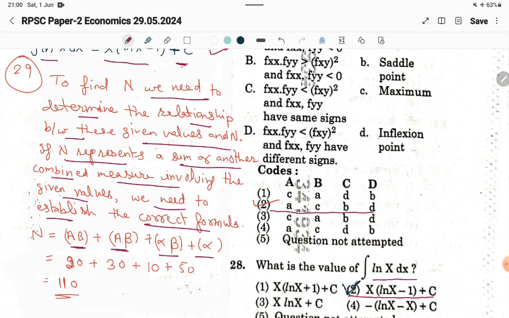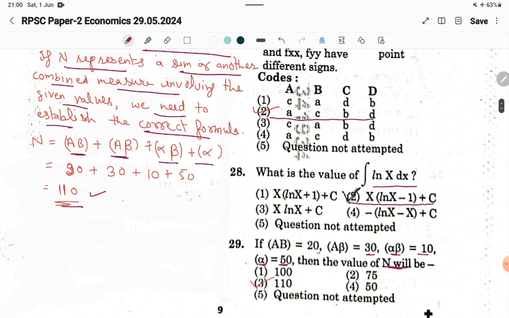So putting the value of ab is 20 and a beta is equal to 30 and alpha beta is equal to 10 and alpha is 10. So according to me it will be the answer 110. C will be the correct answer.